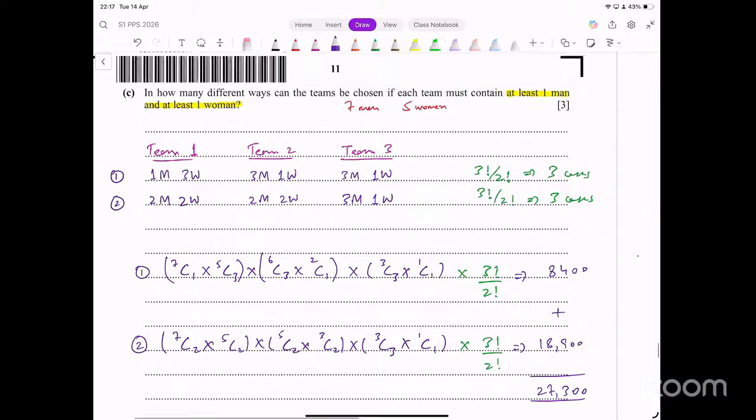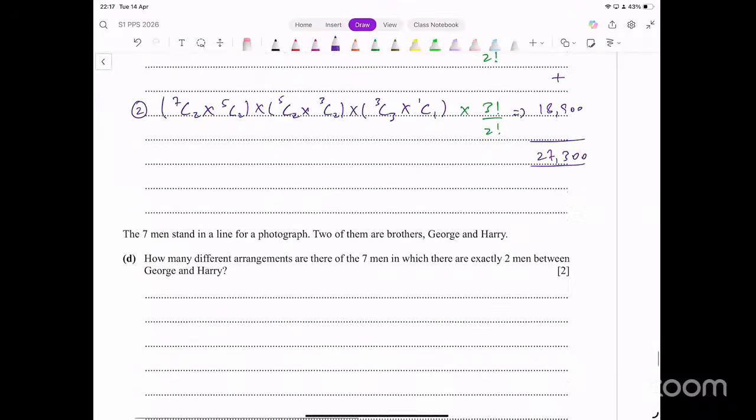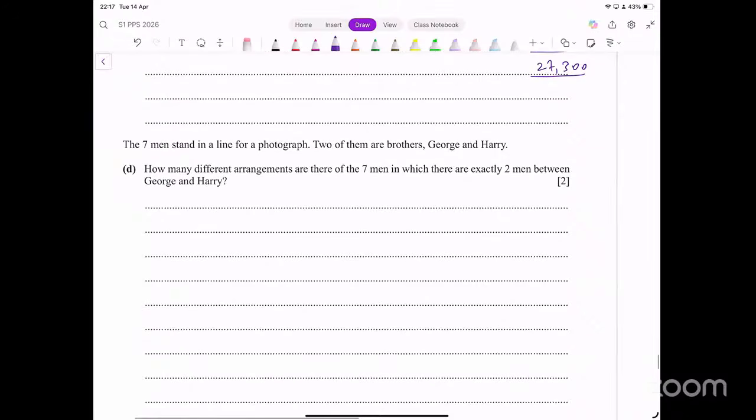All right, this is part C, question number 6. We still have another part. The 7 men stand in a line for a photograph. Now this looks easy. 2 of them are brothers, George and Harry. How many different arrangements are there out of the 7 men, in which there are exactly 2 men between George and Harry? Now that's a standard question in the recent papers.